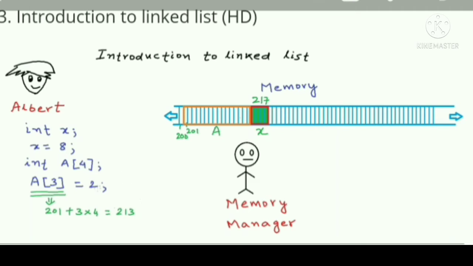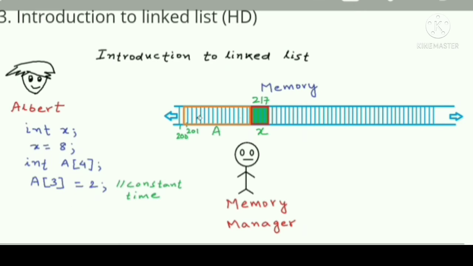So it knows that A3 is at address 213. So to access any of the elements in the array, the application takes constant time. And this is one awesome thing about arrays, that irrespective of the size of the arrays, the application can access any of the elements in the array in constant time.